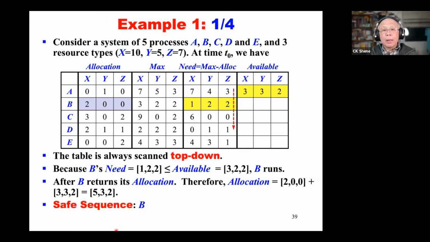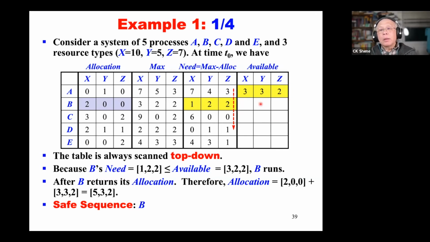Okay, let's take a look at some examples. Now, assume the system has 5 processes, A, B, C, D, and E, and 3 resource types, X, Y, and Z. Resource type X has 10 units, Y has 5 units, Z has 7 units. At time T0, we have this situation. I put all the 2-dimensional matrices together: allocation, max, and need. And columns X, Y, and Z are for the resource types, and the rows A, B, C, D, E are for the processes.